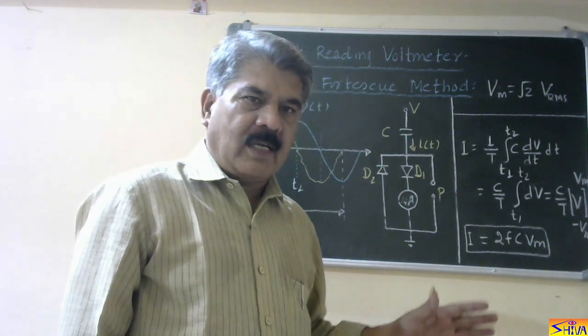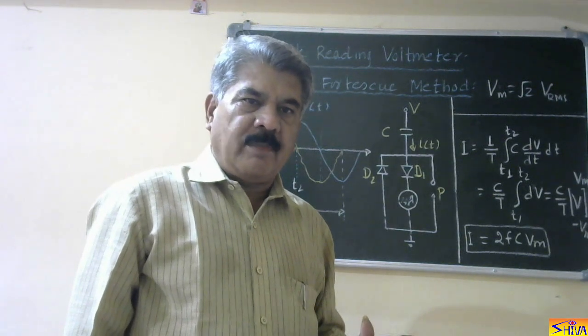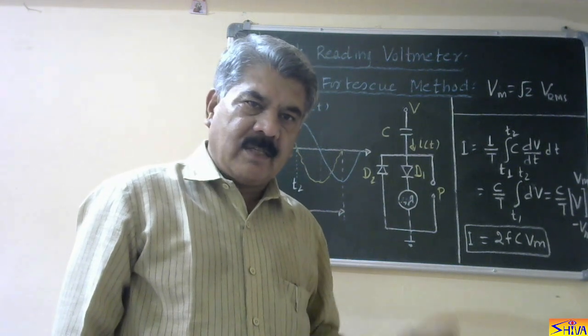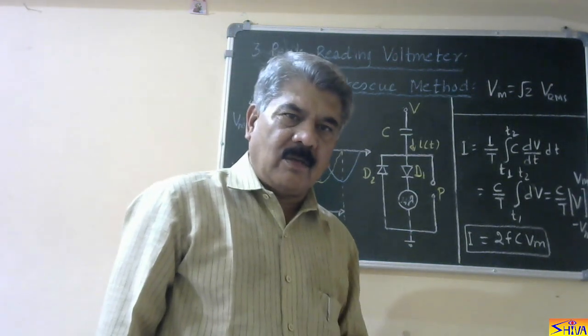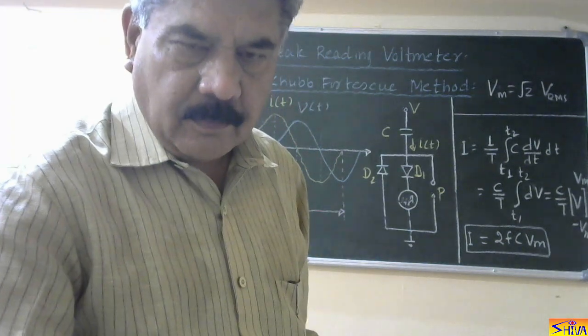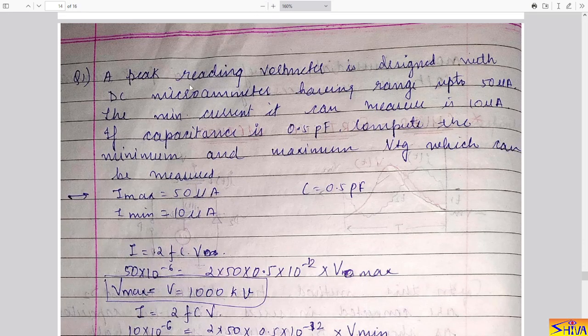By using this, we can directly measure the peak value of the voltage waveform when it is sinusoidal as well as when it is non-sinusoidal. Now let us take one numerical on this. A peak reading voltmeter is designed with a DC microammeter having range up to 50 microamperes. The minimum current it can measure is 10 microamperes. If capacitance is 0.5 picofarad, compute the minimum and maximum voltage which can be measured.